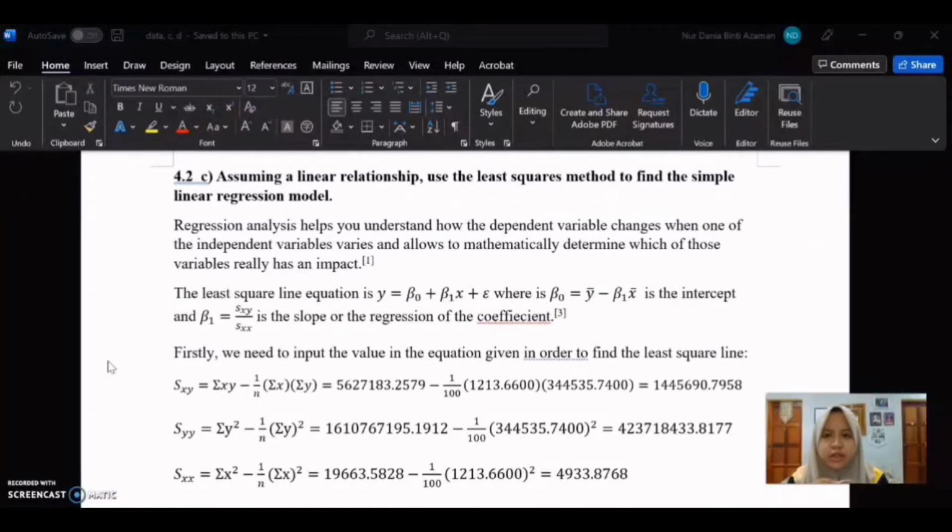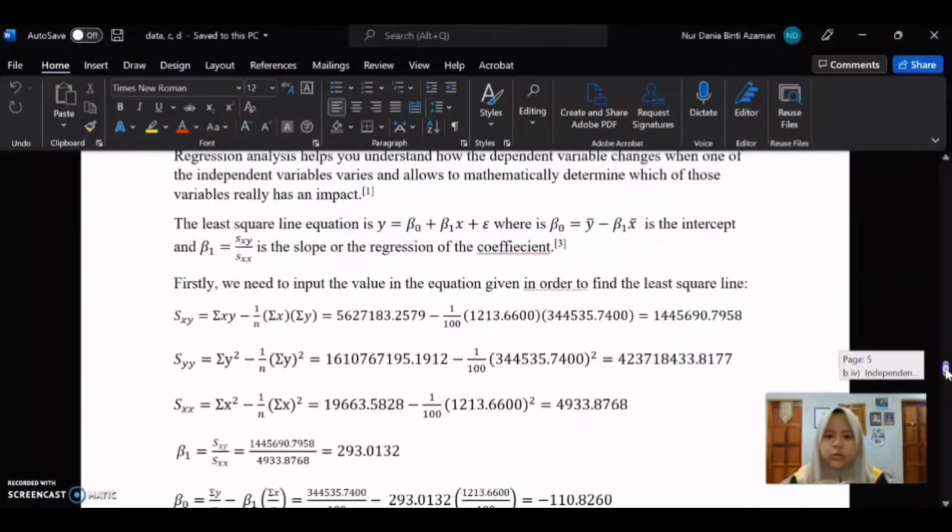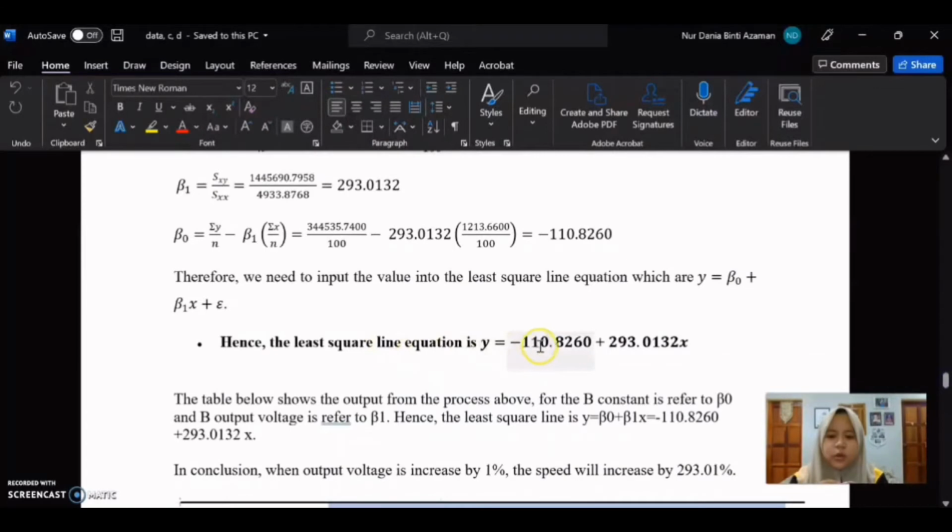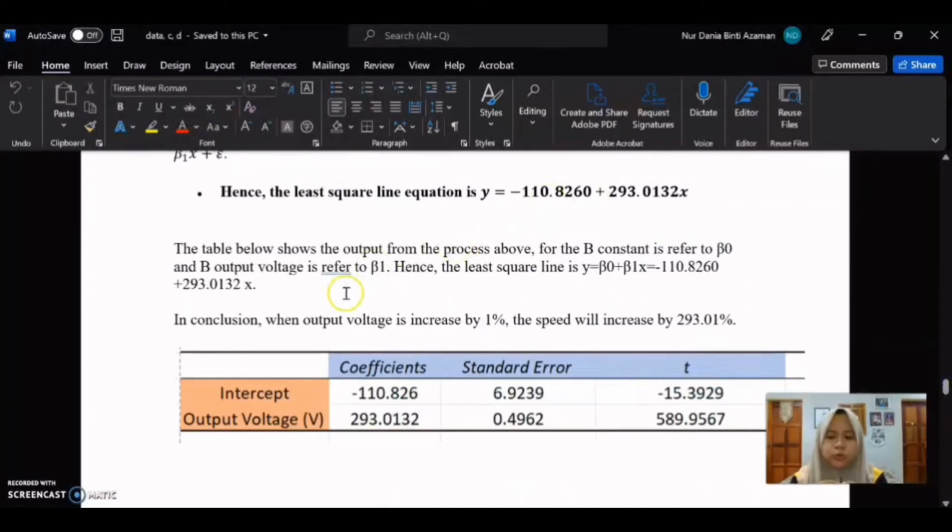Today, I will present my part, which is question 4.2c and question 4.2d. Firstly, for question 4.2c, we need to use the least square method to find the simple linear regression model. So here is the equation, which is y equals b0 plus b1x plus epsilon. So we get the least square line equation. Then in conclusion, when output voltage is increased by 1%, the speed will increase by 293.01%. So here is the coefficient table.